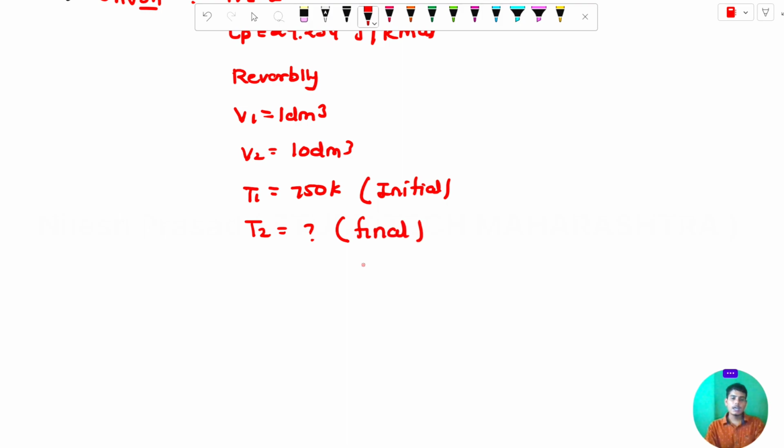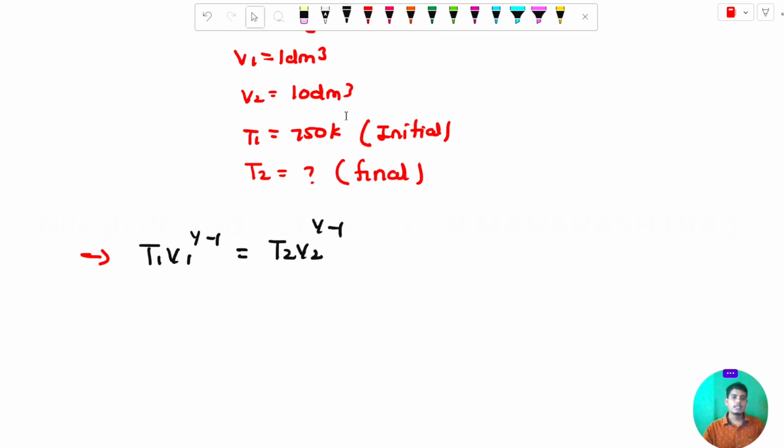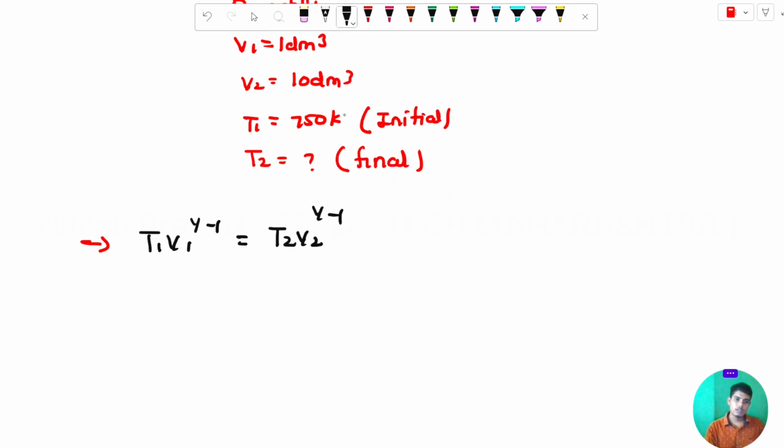With the help of this information, we have one equation, and this equation is Poisson's equation. What is the Poisson's equation? T1 V1^(gamma-1) is equal to T2 V2^(gamma-1). In the place of T1, we write 750, multiplied by V1, which is 1 dm cube. How do we find the gamma value?